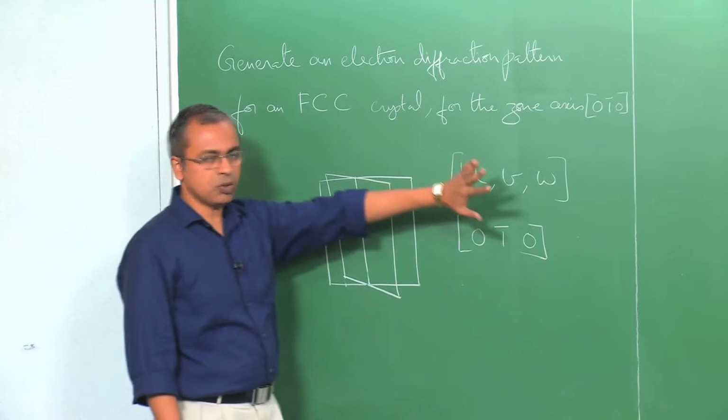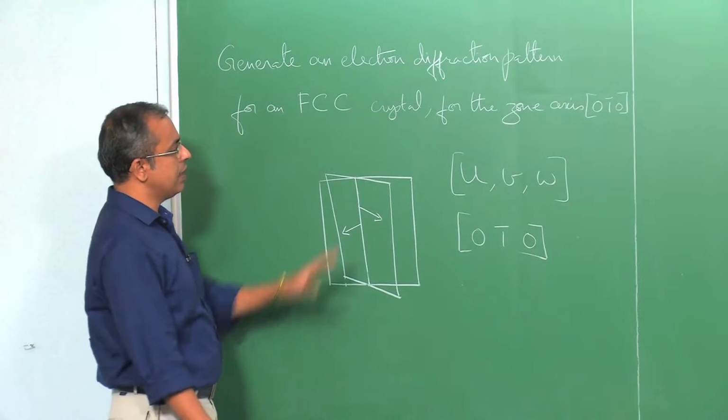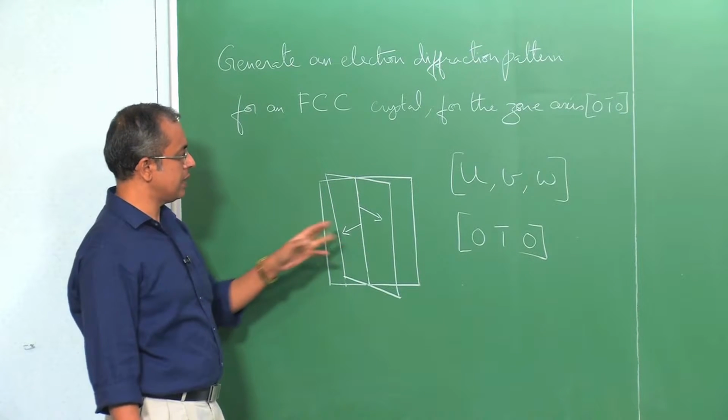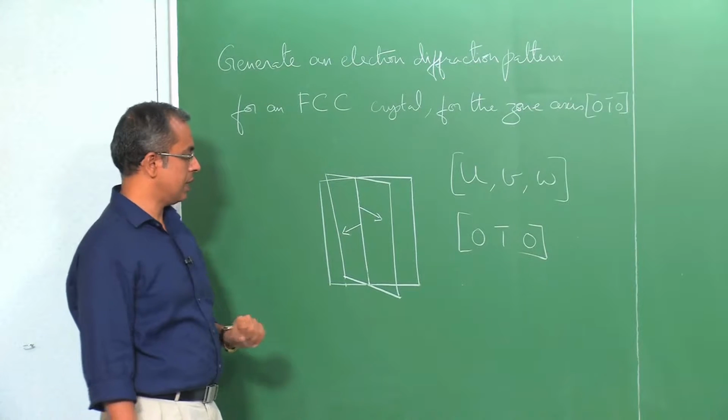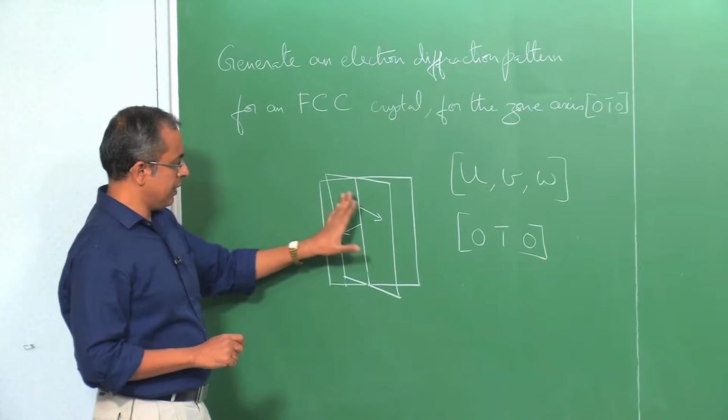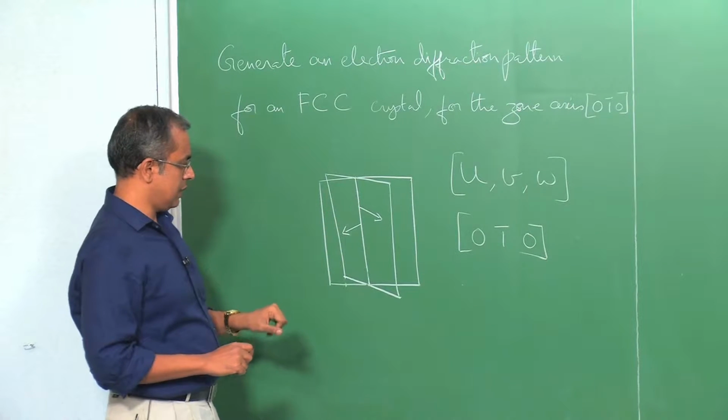Now, why we have picked the zone axis is something we are going to look at in a moment. But at the moment, this is what we are referring to as zone axis. I have just indicated to you two planes, and I have shown you the normal to it. Now, we will keep this picture in mind, we will come back to this in just a moment.